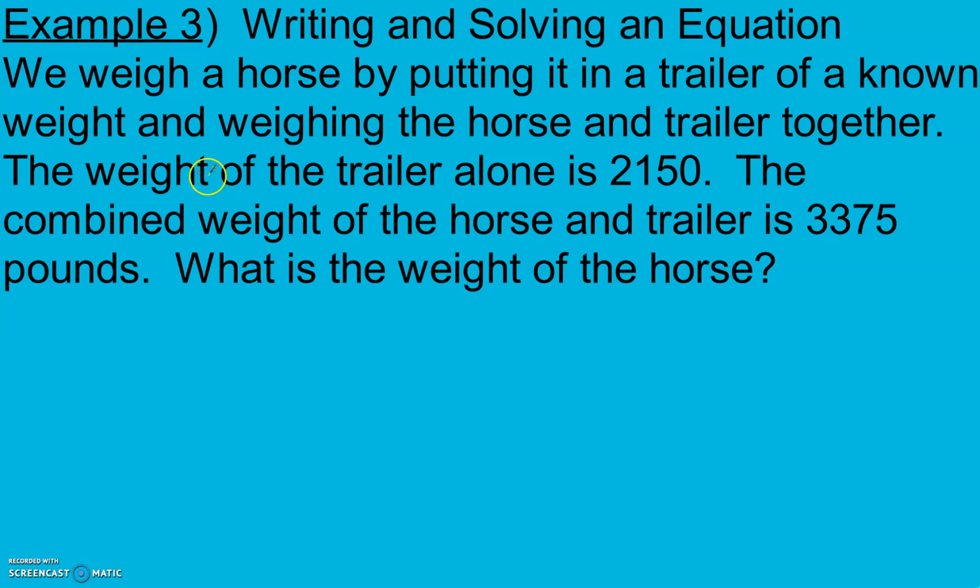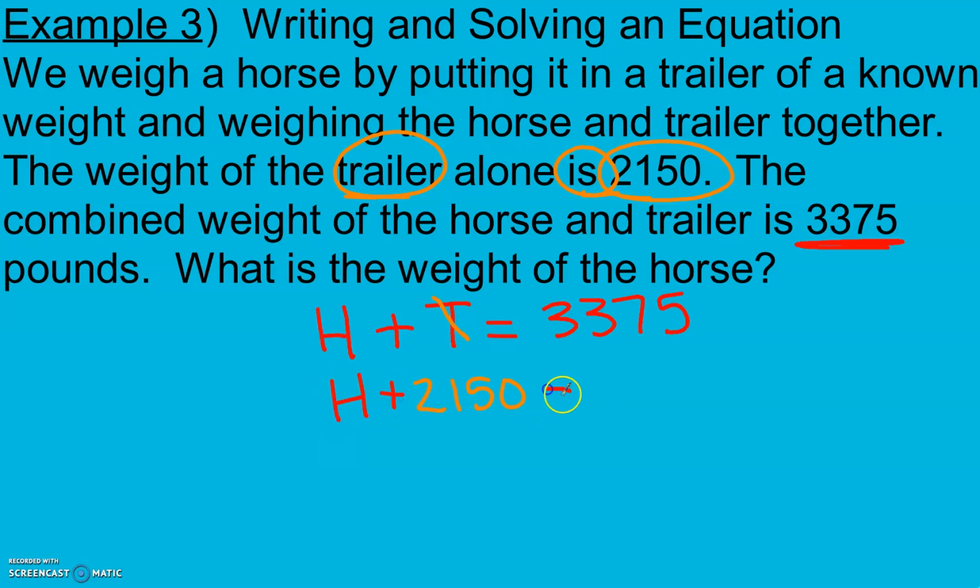So we know horse and trailer is 3,375. It also tells us that the trailer is 2,150. So I'm going to plug that in for T. So now I have horse plus the value of my trailer equals my total. Now I have addition, so I get rid of addition by subtraction. Because again, we're trying to get that H all by itself.